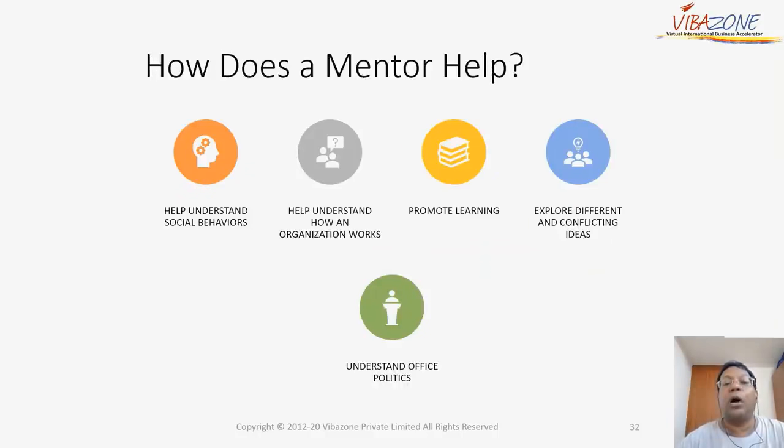Now, how does a mentor help you? First of all, he helps you understand social behavior because he's got experience. So it is important for him to help you understand social behavior. Next, he or she will help you to learn how an organization works, because some of our startups might not have worked anywhere. So they would be able to teach you how an organization works. They would also promote learning. They would guide you how to learn. They will explore different and conflicting ideas. And then also we will look at office politics. So all this a mentor will be able to help with.